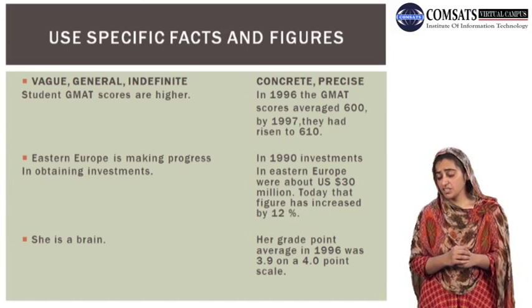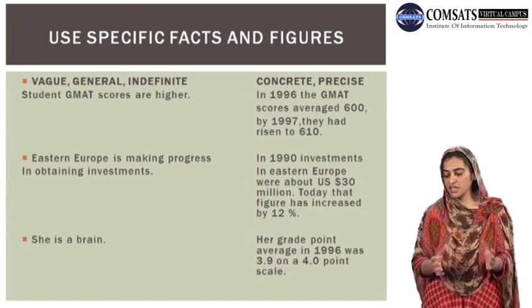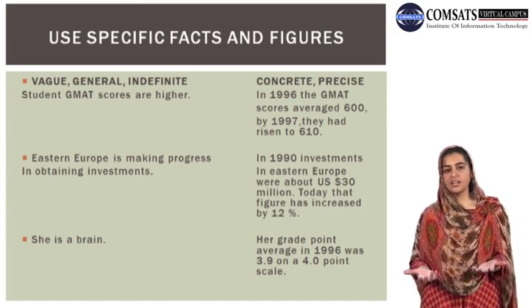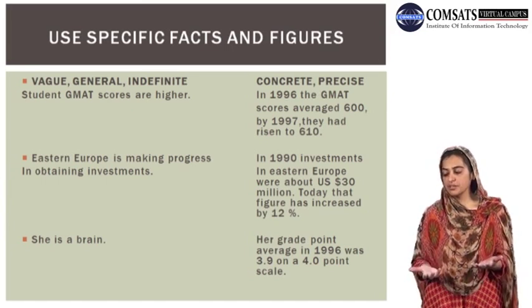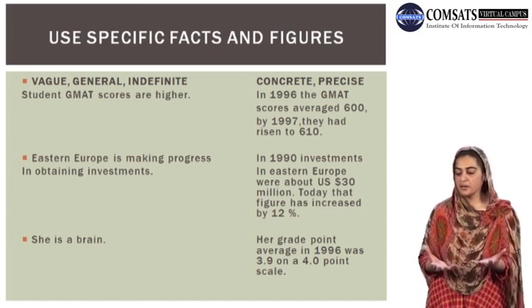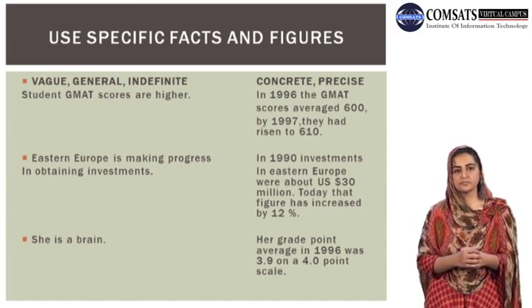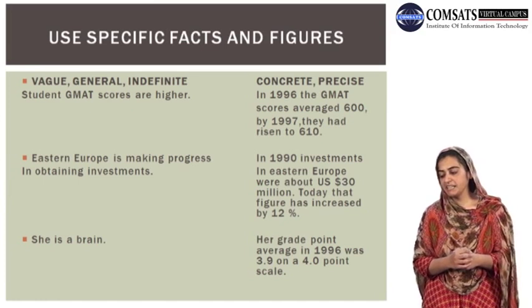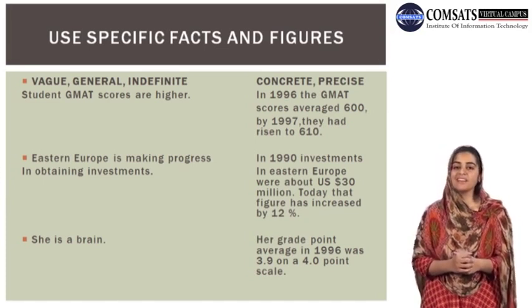Next example. Eastern Europe is making progress in obtaining investments. What is the percentage of the investment? And when did they make some reasonable progress? In 1990, investments in Eastern Europe were about US dollars 30 million. Today that figure has increased by 12%. Here you have quoted facts and figures.